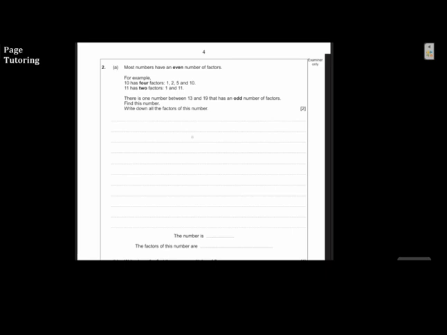If we just start going through, so there's one number between 13 and 19. So that gives us 14, 15, 16, 17, and 18. Now, straight off the bat, one of these numbers is a prime number, and we know that prime numbers only have 2 factors, so we don't need to bother with that. And that number is 17, in which case we'll start with 14, and we'll just start writing out the factors.